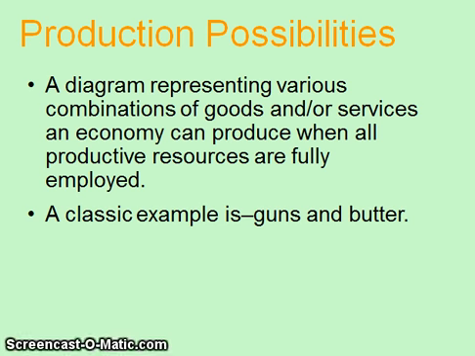A classic example is guns and butter. This does not literally mean guns and butter. The guns represent capital goods, the machinery and equipment used to produce finished goods and services, and the butter represents the actual finished goods and services, because you can eat butter in theory, but it doesn't only represent guns and butter.